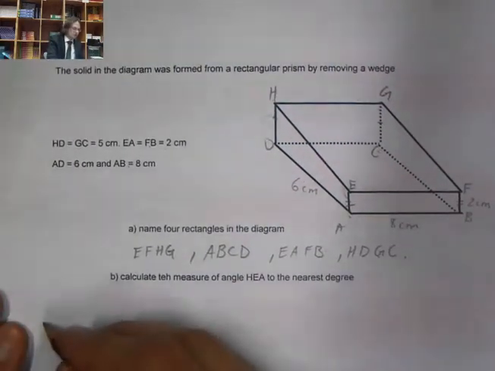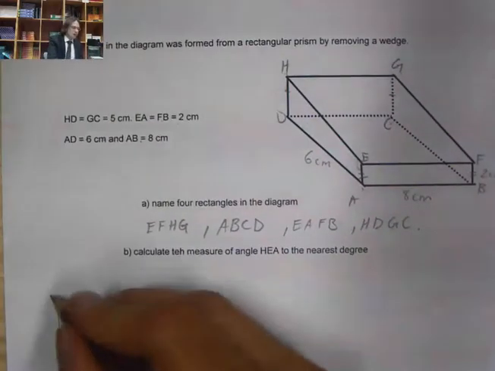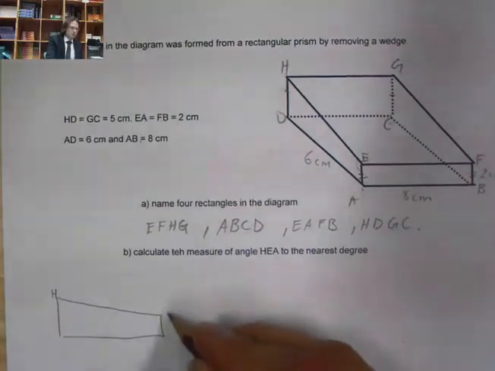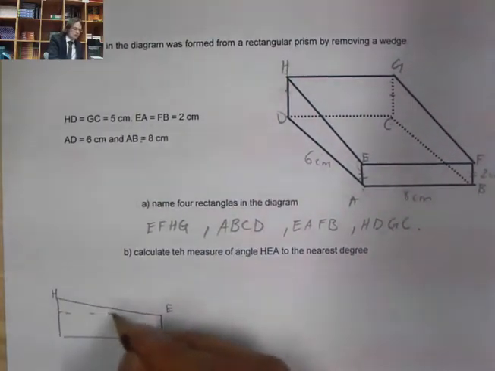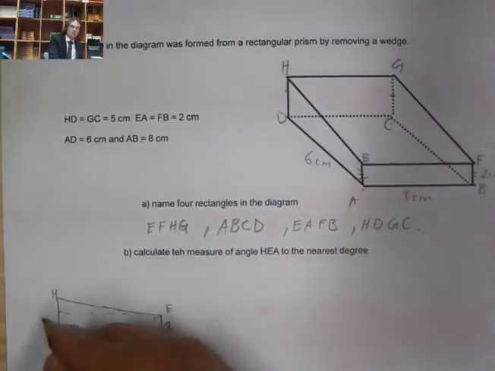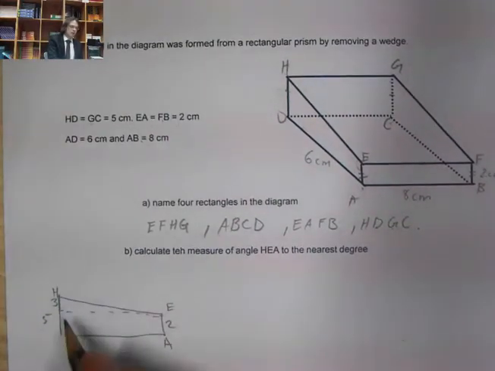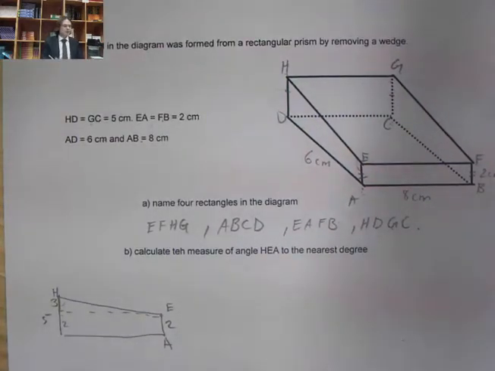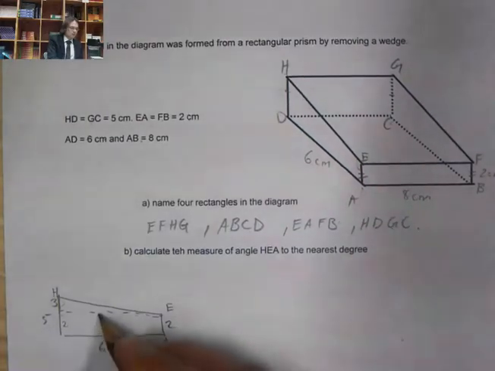So I'm going to draw that side view out. It kind of looks like this. Okay, so we have H here, we have E here, and we have A there. Now in order to do this, I'm going to have to separate this. I know this is 2, this is 5. Okay? So then this remaining height here is going to have to be 3. Because if from here to here is 2, that means this is 3. Now I also know that this is 6 centimeters, so this must be 6 centimeters as well.